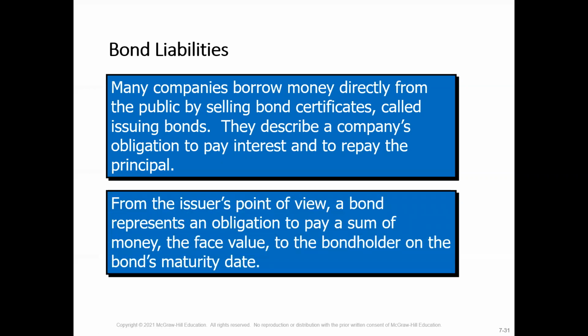So from the issuer's point of view, what the bond represents is you get money now from bondholders, and you have an obligation to pay that principal at a future date and interest at regular intervals between the issue date and the maturity date.